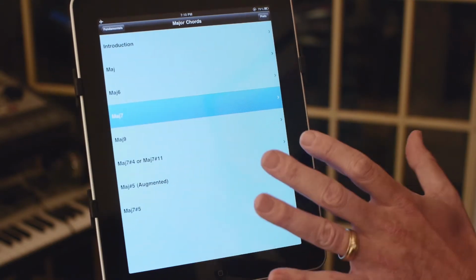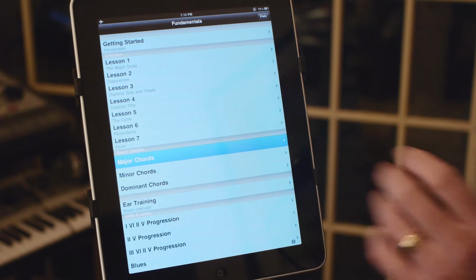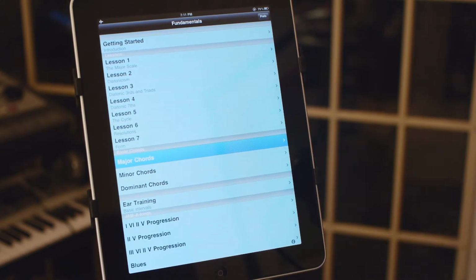Now that's in Fundamentals, and we've also done this sort of chord scale compendium on its own too. So if you find Fundamentals first, then you don't necessarily need the chord compendium that's on its own.